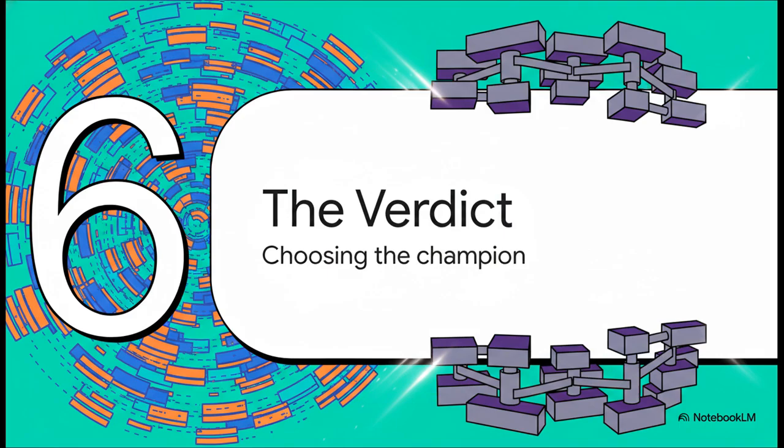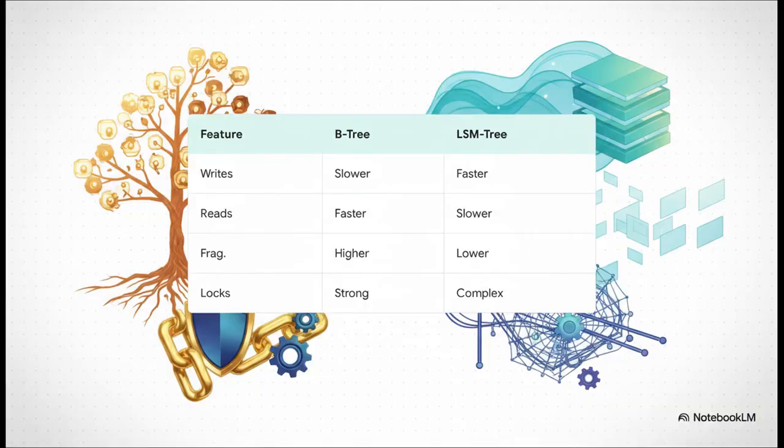Section 6, the verdict. We've explored the high-throughput write strategies of the LSM tree and the predictable, read-optimized legacy of the B-tree. It's time to synthesize this whole epic showdown and bring this abstract knowledge directly back to your daily engineering decisions. Here is our ultimate scorecard. For writes, the LSM tree is faster thanks to sequential appending, while the B-tree is slower due to those random access page overwrites. But for reads, the B-tree takes the win on speed and predictability, whereas the LSM tree is generally slower since it checks multiple structures.